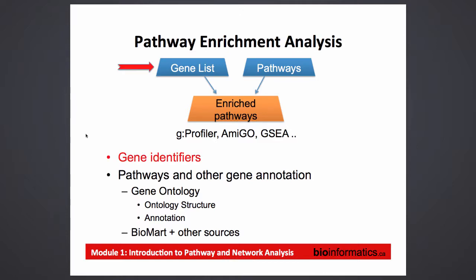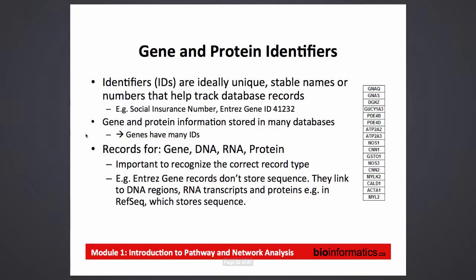The first topic will be dealing with gene identifiers. There are so many different gene identifiers, and it's often kind of overwhelming to deal with them. An ideal identifier is a unique, stable identifier that links to a particular gene or a protein of interest. By unique, I mean that it hasn't been used for a different identifier at a different time.